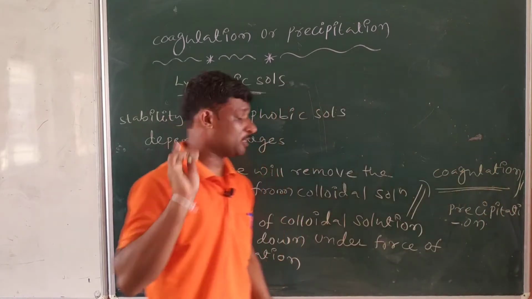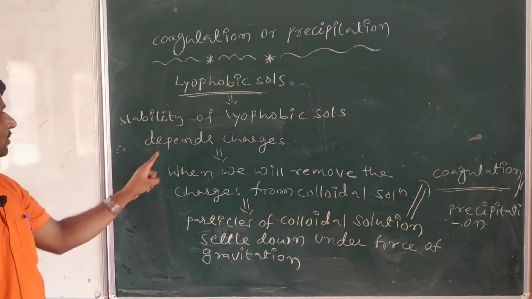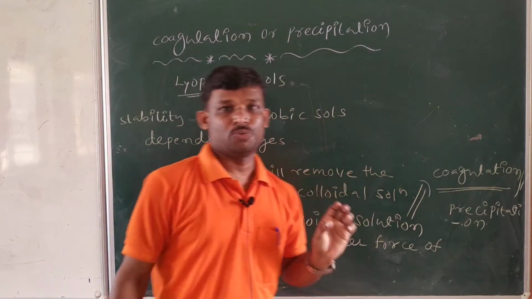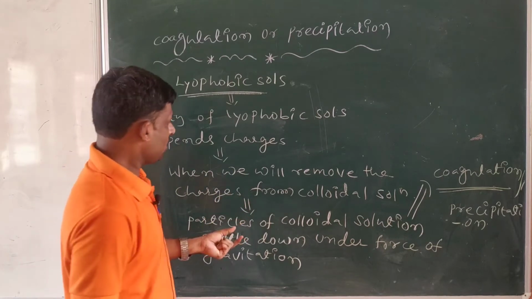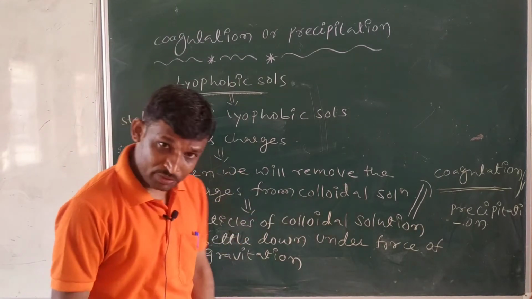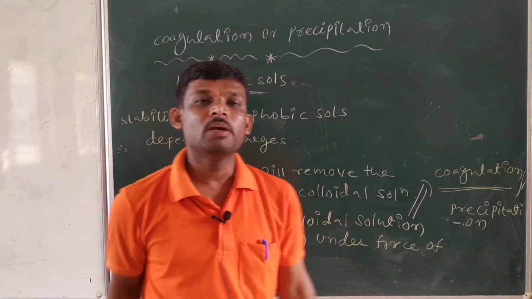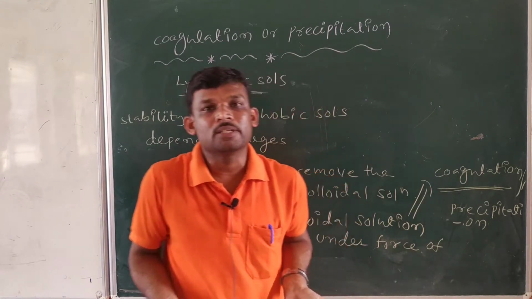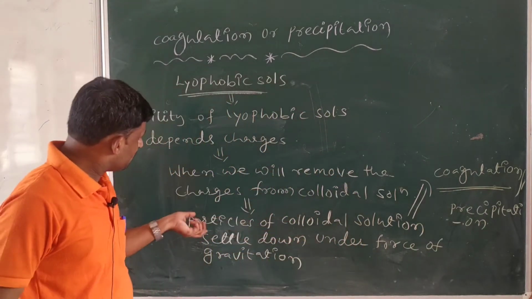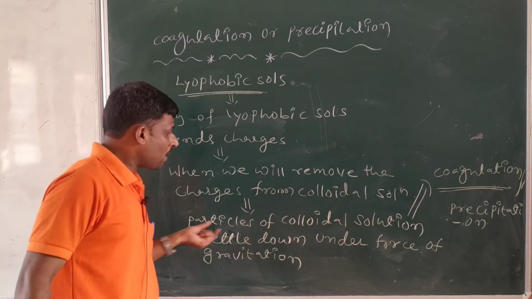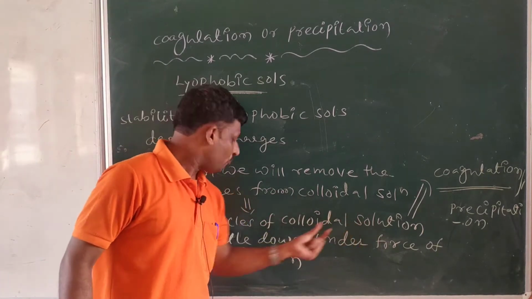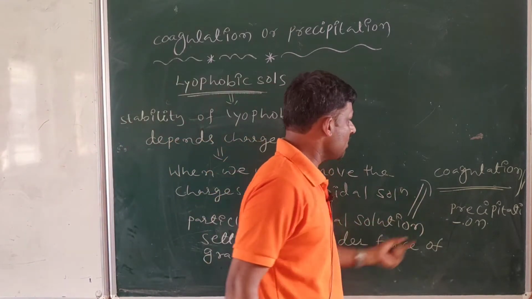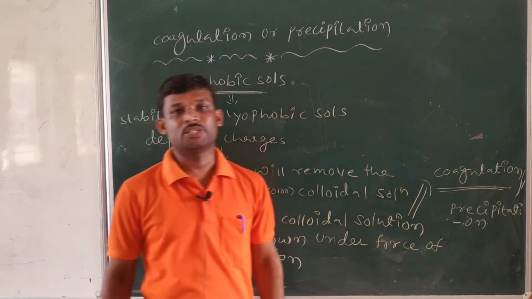Now once again I am explaining. The stability of lyophobic sol depends on charges, so lyophobic sols are stabilized by the charges only. When we remove the charges from the colloidal solution, or neutralize them, for example, if a negative sol is there and I add positive particles, then it becomes neutralized. Then the particles of the colloidal solution settle down under force of gravitation. This phenomenon is called coagulation or precipitation.